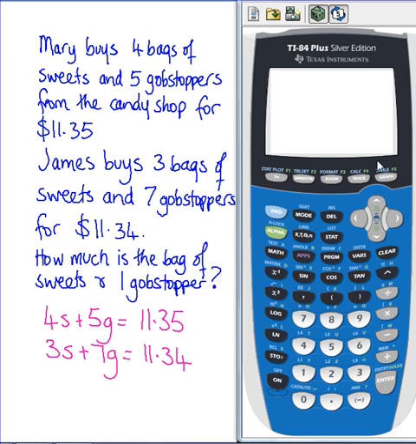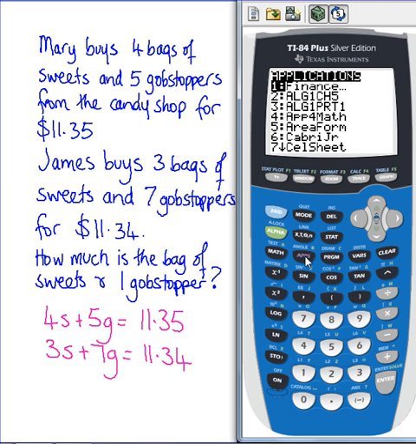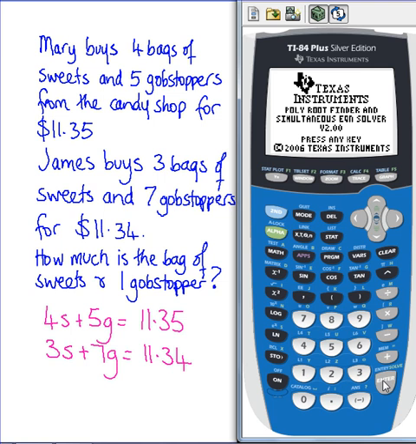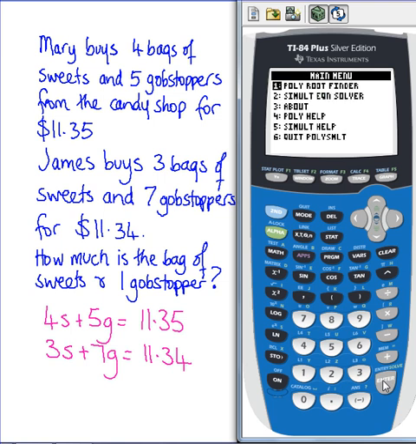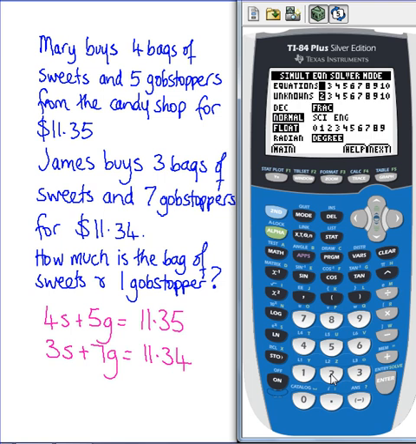So instead of doing this by elimination or substitution, we're going to use our PlySmlt2 app. So we'll go to apps. This is going to be much faster for you, and you're not going to make any mistakes. So you'll be able to scroll. I have to go alpha 8 to get to my P's, and here we go, enter, okay, and enter again. Okay, so for this one we want number 2, it's the simultaneous equation solver.